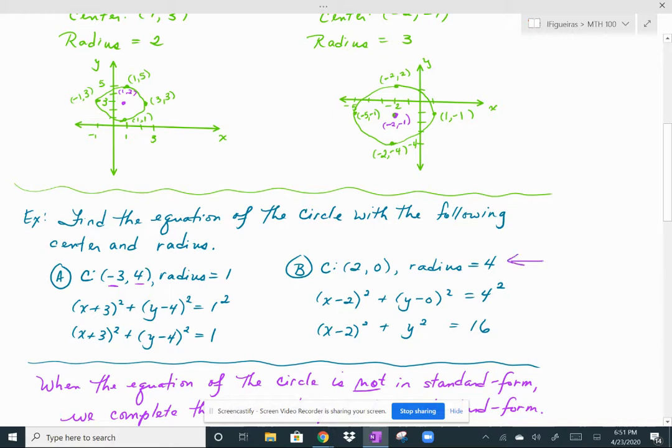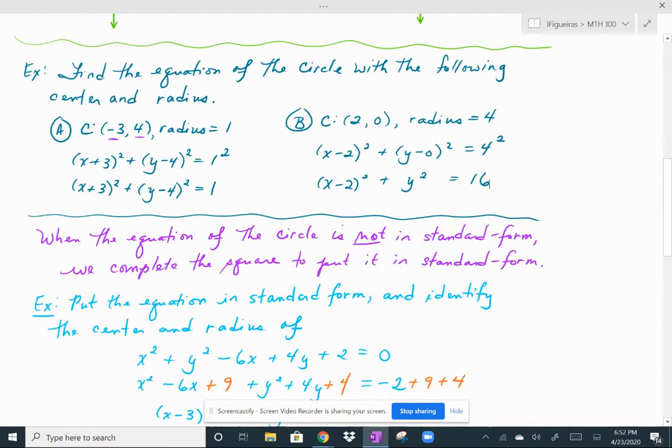Here on the right, I have a circle with a center at 2, 0 and a radius of 4. So my equation is x minus 2 squared. It doesn't really matter whether you put plus or minus here because 0 is neither positive nor negative. So the one associated with y is y minus 0 squared. But when you simplify that, y minus 0 or y plus 0 is just y squared. And here you have to square 4. So your equation is x minus 2 squared plus y squared equals 16.